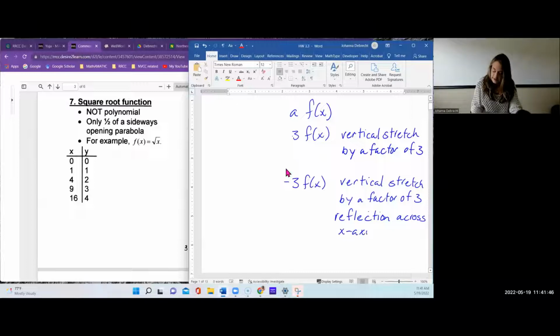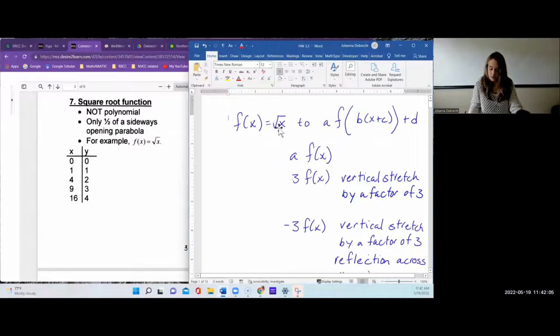Why? Because it's outside the main operation, outside the function notation. So it's affecting the y value. You're taking the graph and you're reflecting it over the x-axis like this. You're folding it where the x-axis becomes the crease in the piece of paper. What's going to happen to the values when we look at this square root of x? Let's graph it in Desmos and let's see the effect of what happens.